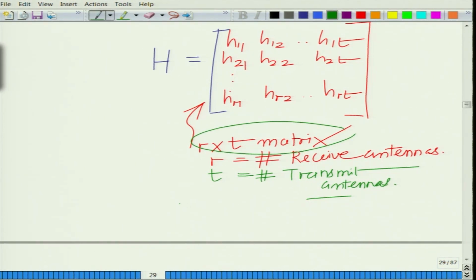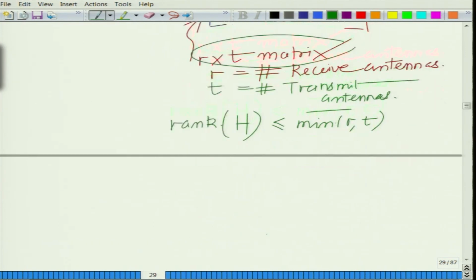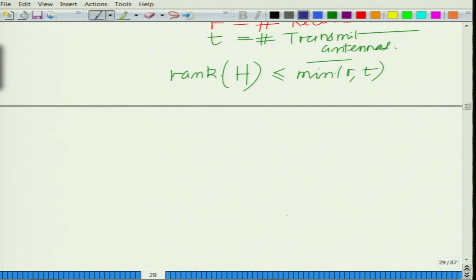Now, let us look at the rank of this MIMO channel. This has very interesting implication for communication. The rank of this we know is less than or equal to the minimum of R comma T, the number of receive and transmit antennas. And what can be shown is that in this MIMO system, the maximum number of symbols that can be transmitted at any time instant, which basically has a bearing on the transmitted data rate. That is, the larger the number of symbols that can be transmitted, the higher is the data rate. That depends on the rank of this channel matrix, right.